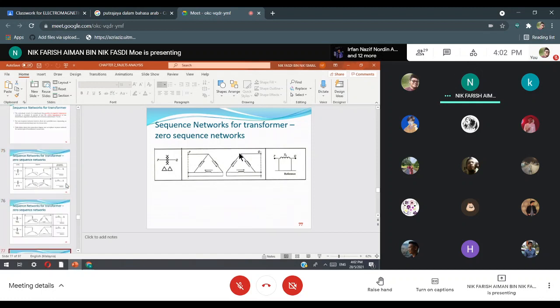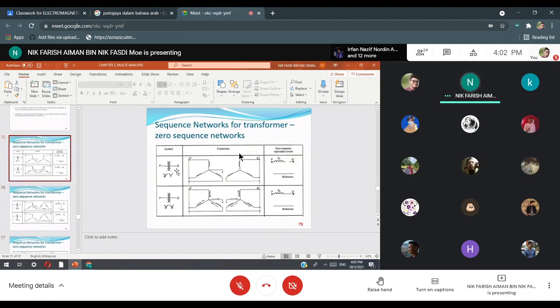Okay, look here. Because this is zero sequence, when we say zero sequence, we focus on the neutral current, IN. The first one, the YY connection, has a ground connection. So in order to sketch the zero sequence equivalent circuit, you have to draw it like this. Why does it become like this?